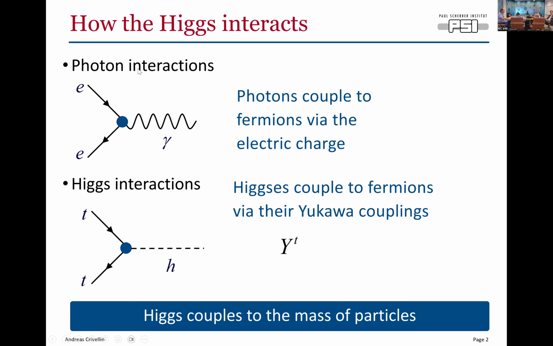So photons interact, for example, with electrons via the electric charge. So the electric charge is the coupling constant of photons to electrons. For Higgs interactions, the coupling constant is what is called the Yukawa coupling. And then the important thing is that the mass is always proportional, at least in the standard model, to the Yukawa coupling times the vacuum expectation value of the Higgs field. So the heavier the particle, the bigger the coupling of the Higgs boson to this particle.